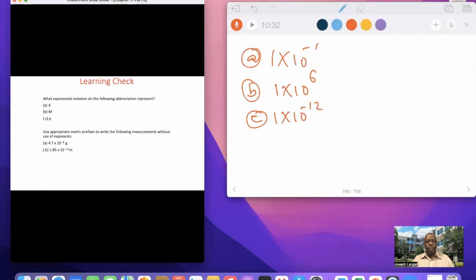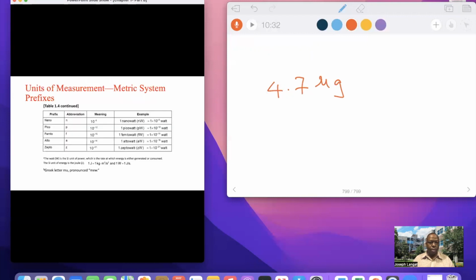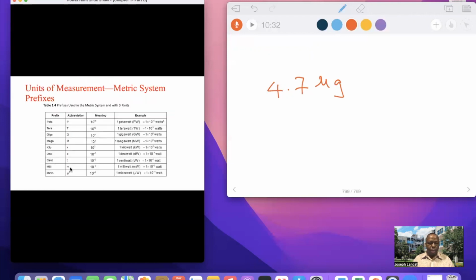The follow-up question here is to see if you can translate to the symbol, the appropriate metric prefixes used to write the following measurement without using the exponent. You see, this time it is 10 to -6. So what I'll have for this is 4.7 microgram, right, because times 10 to -6 is micro. So it's coming from here. You see this right here, times 10 to -6.